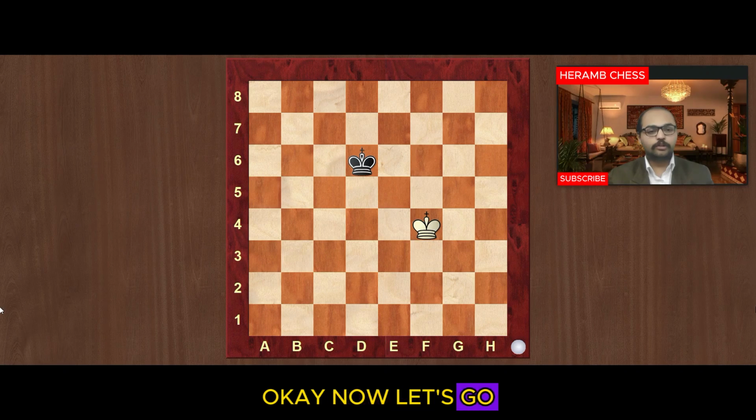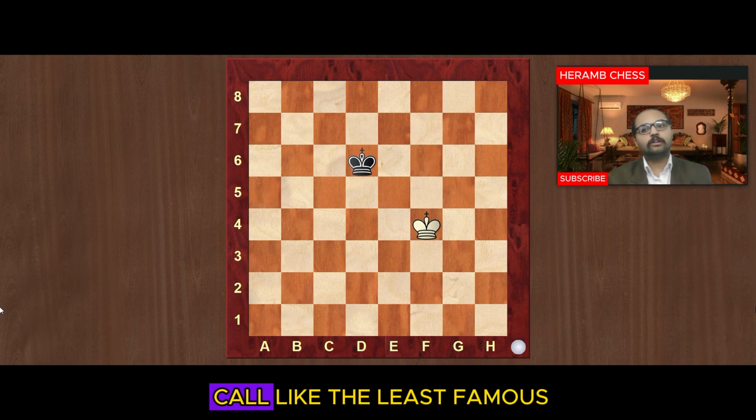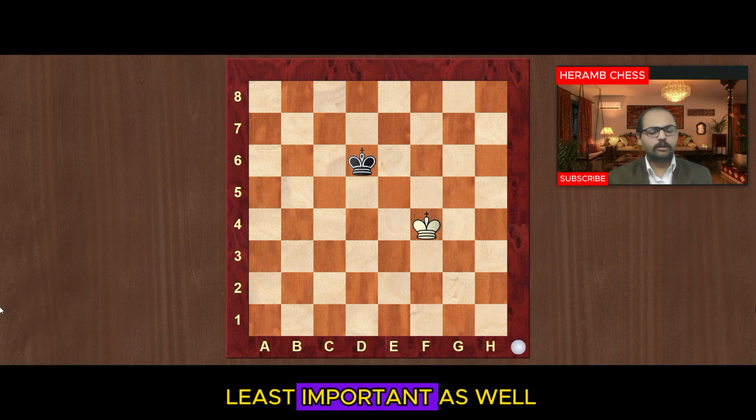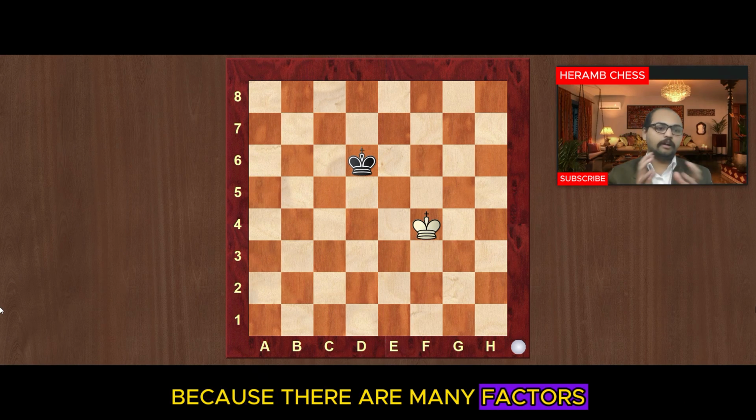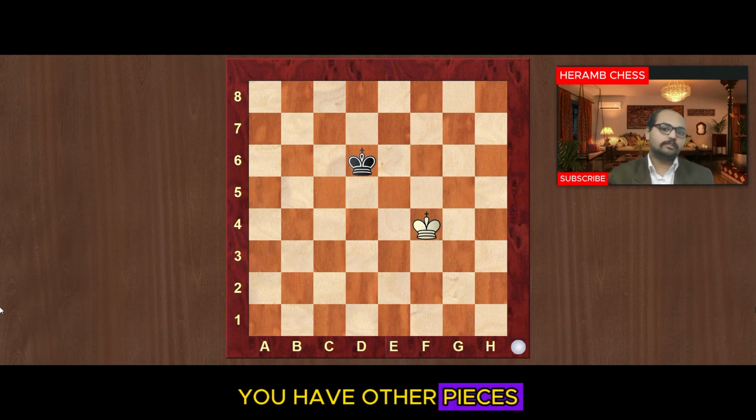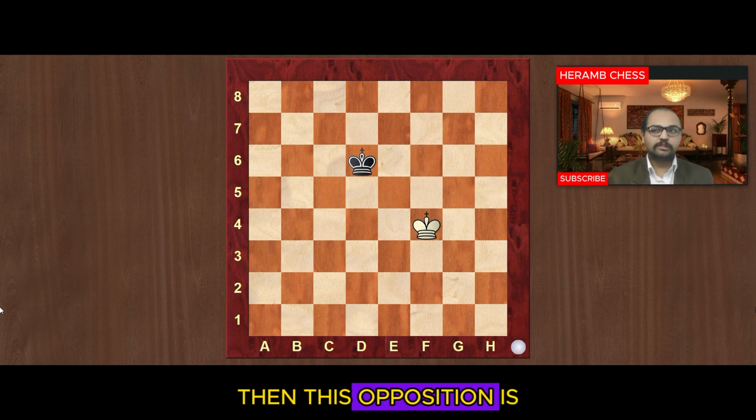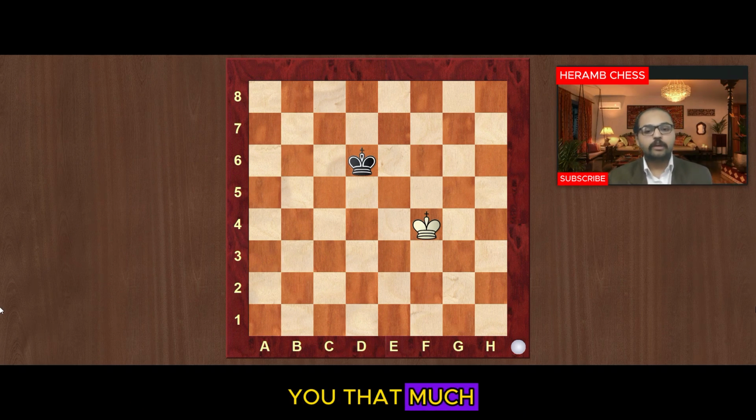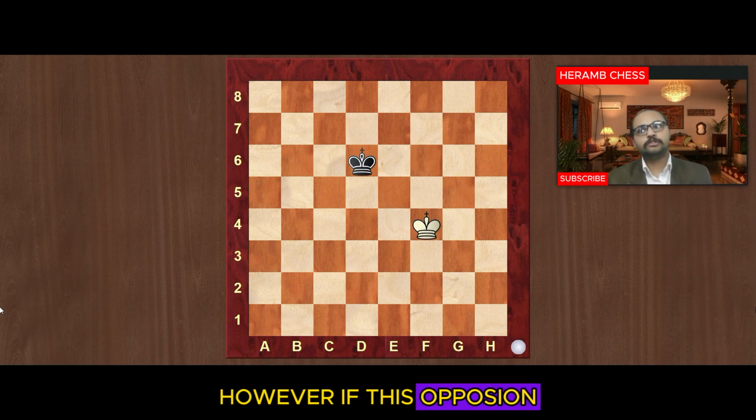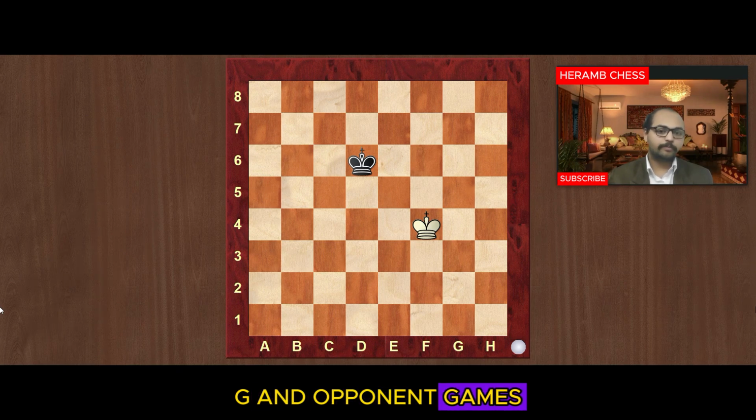Okay, now let's go to the third type of opposition. This is the diagonal opposition. This is, I can call, the least famous, or the least important as well, because there are many factors which can muddle things up if you get a diagonal opposition. It may be that you have other pieces, let's say white has a bishop and black has a knight, then this opposition is not going to help you that much. However, this type of opposition works excellently well in king and pawn endgames.